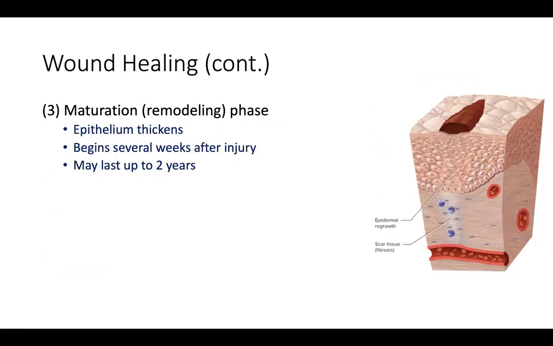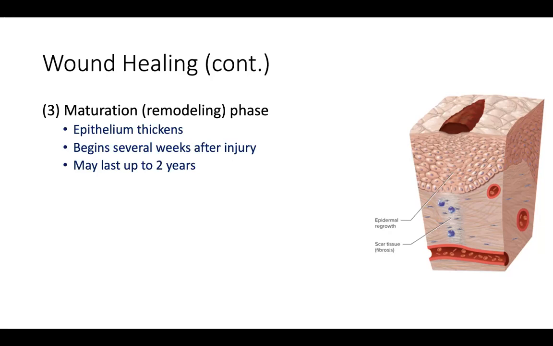The maturation phase is actually really easy. There's only basically one thing that happens. The epithelium is just thickening. So we started the process of creating more epithelial cells here under the scab, and now it just continues to thicken during the maturation or remodeling phase. So this epithelial tissue here for you guys on Zoom under the scab is just continuing to thicken, creating more and more layers.